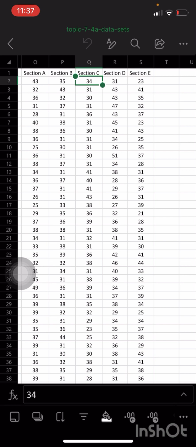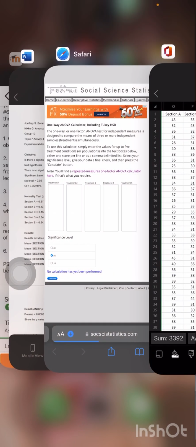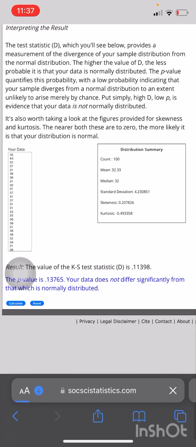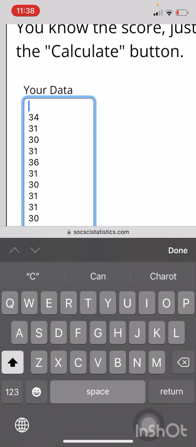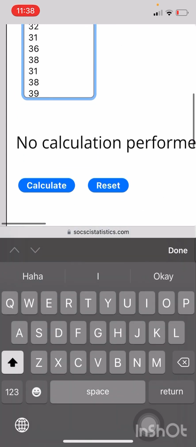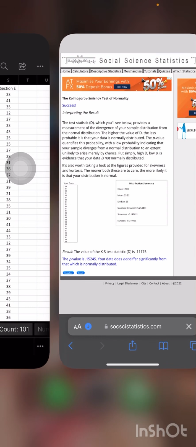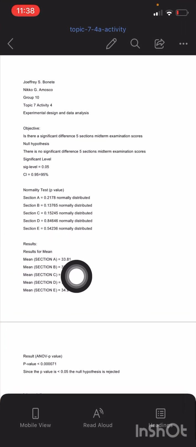So this was section C. We will copy section C and test it here in our online calculator, which tests the normality. We paste section C and calculate. So in section C, the p-value is 0.15245, which is normally distributed, and the mean is 33.92. So again, we will copy the p-value and the mean here in our Word file, section C.